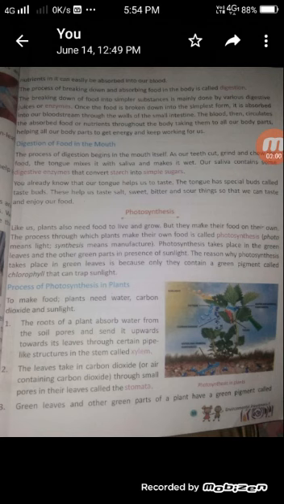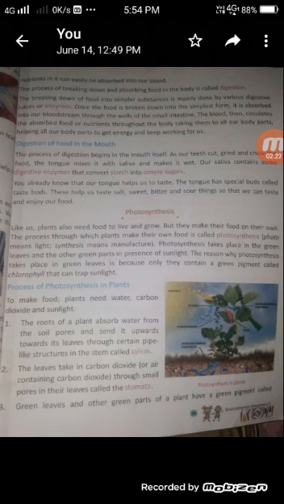You already know that our tongue helps us to taste. The tongue has special buds called taste buds. These help us taste salt, sweet, bitter, and sour things so that we can taste and enjoy our food.